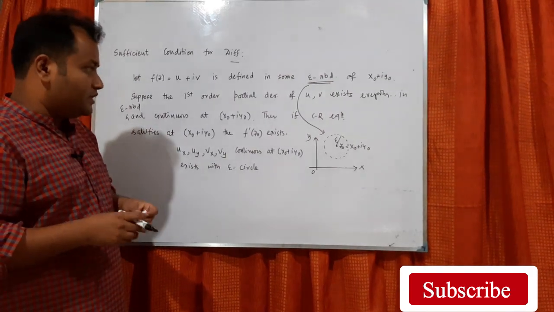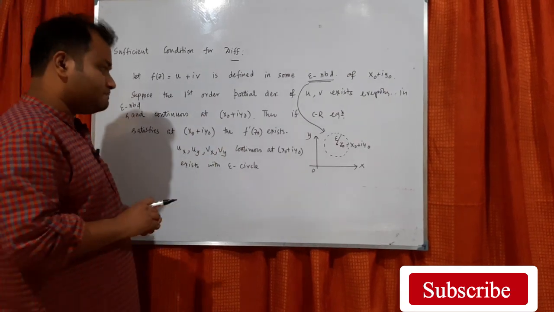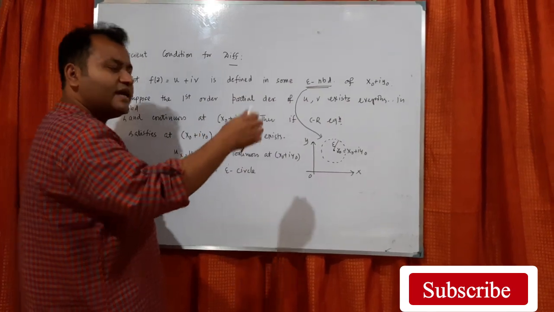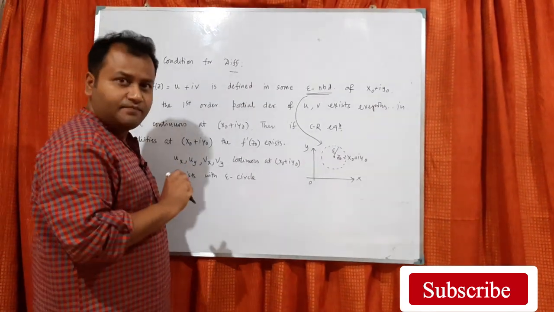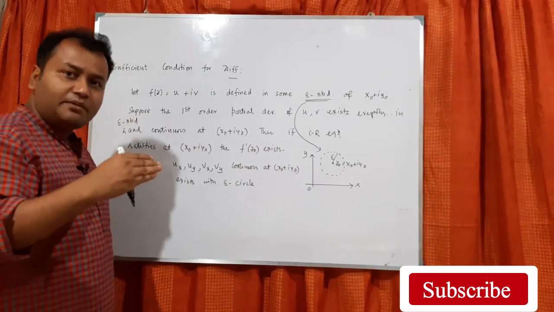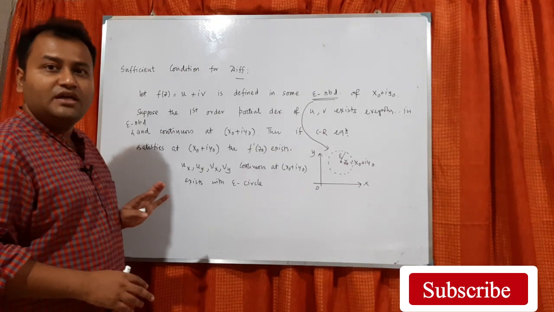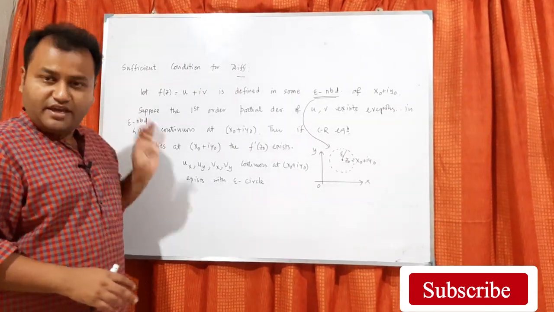But you don't worry too much about this statement. The basic idea is that normally when the CR equation is satisfied, we can say the function is differentiable. 99% of examples are like that. So whenever you have to check differentiability, you basically check the CR equation only, that is ux equals vy and uy equals minus vx. Okay.